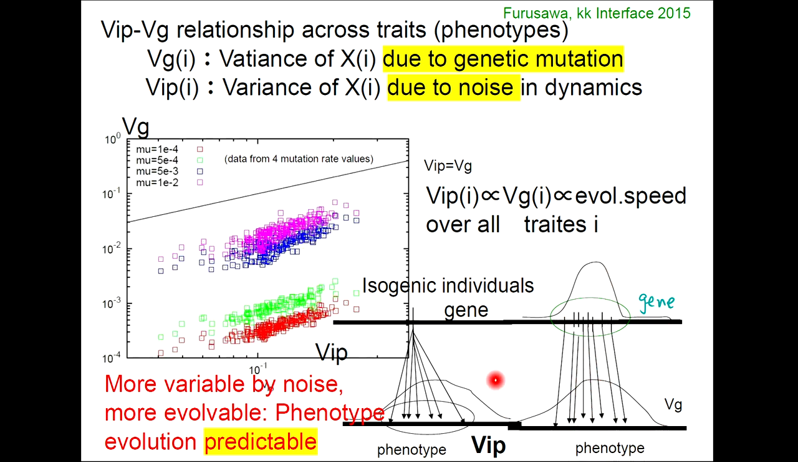But this, as you know, is proportional to evolution speed. That means if one property, one protein abundance, fluctuates more, then it's more easily evolvable by mutation. So in some sense, you can predict evolution at the present state. Before making some kind of mutation, if this is more variable by noise, this property can be more easily evolvable. That's somewhat related to today's morning seminar. So that's basically the topic I could not talk about yesterday.